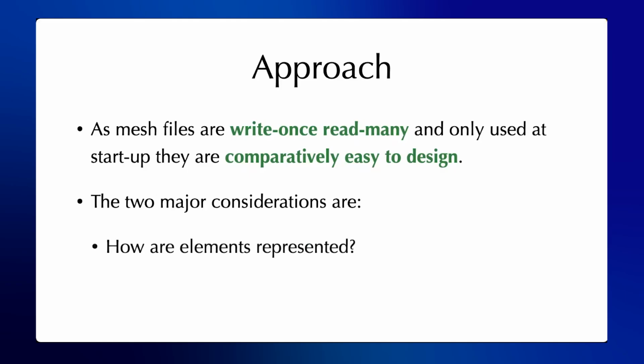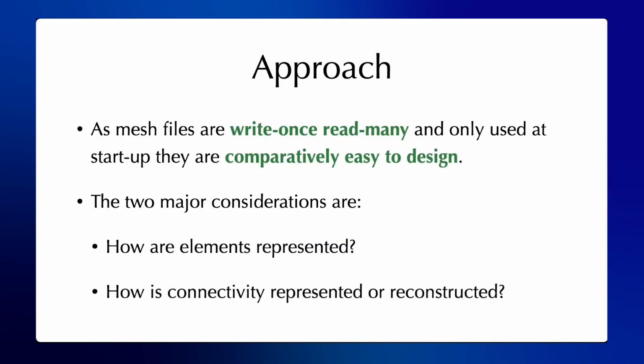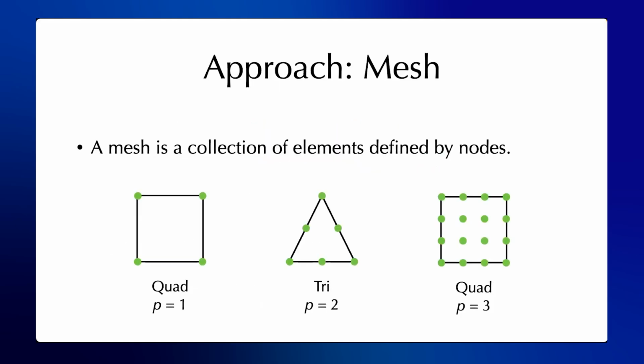The only real thing you need to think about is how do you represent the elements in the mesh, and how do you represent or otherwise reconstruct the connectivity between elements. That fundamentally is what a mesh is. So what we have are elements, and those elements are defined by nodes. I'm showing some examples here at different polynomial orders. You need to somehow specify those nodes and also associate those nodes with elements.